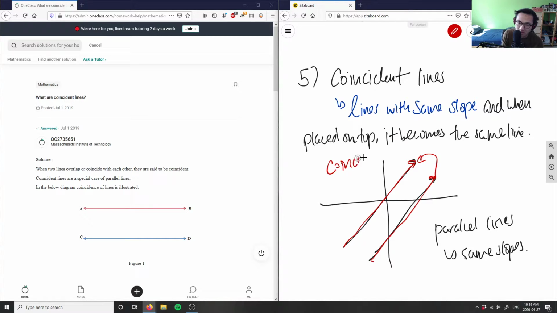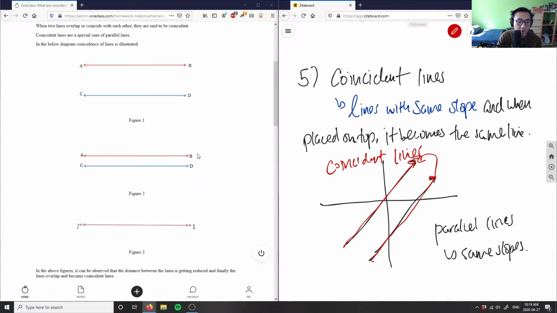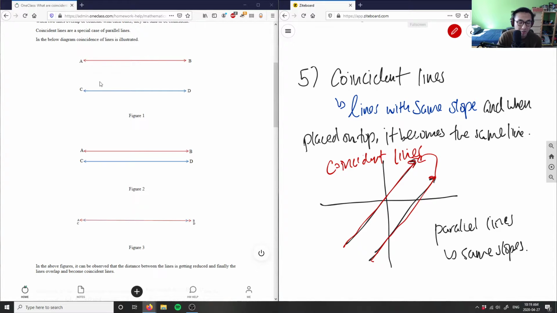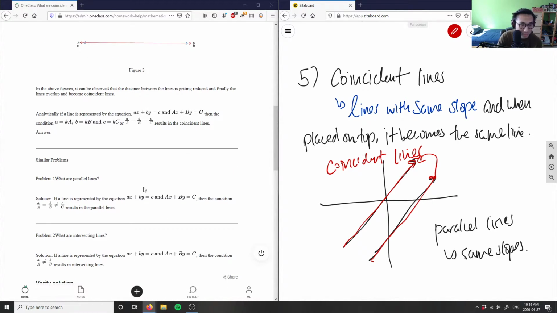So they're a special case of parallel lines. Lines with the same slope, and when placed on top, it becomes the same line. Like they said before, it's just when two lines overlap or coincide with each other, they are coincident. That's good. So these two lines are coincident. They're parallel first, and then you place them on top of each other, and it is the exact same line. They also wrote analytically, which is fine. They're just saying they have the same slope, so same m value.